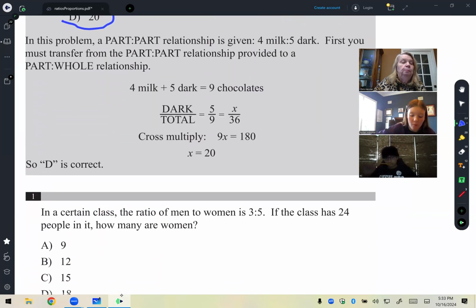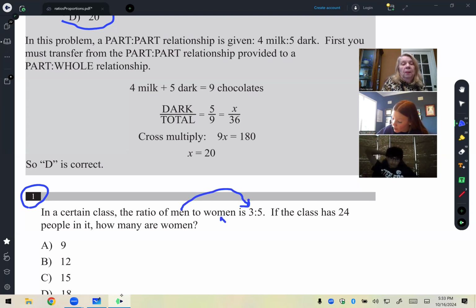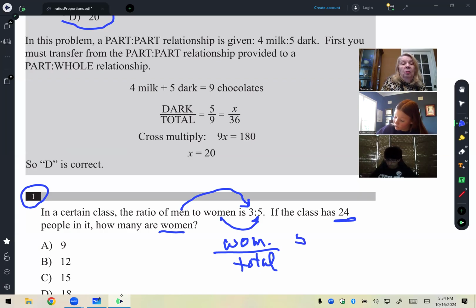So let's look at this one. In a certain class, the ratio of men to women, so the men are 3 and the women are 5. We have 24 total in the class. How many are women? So again, the best thing is you can even shorten it if you want to. Women to the total, it just takes a second to write that down, will be 5 out of every 8. We have 24 total. And so we would have 15 women.